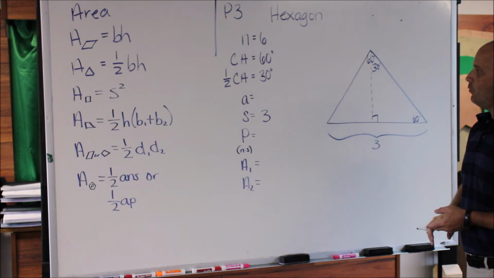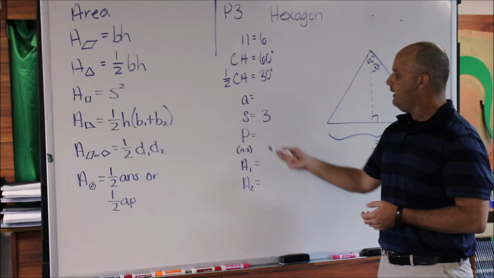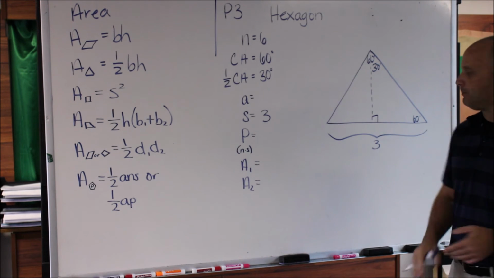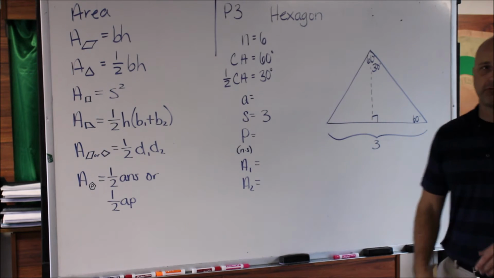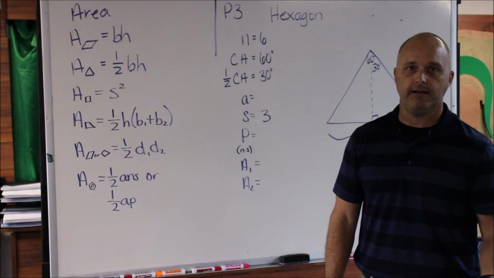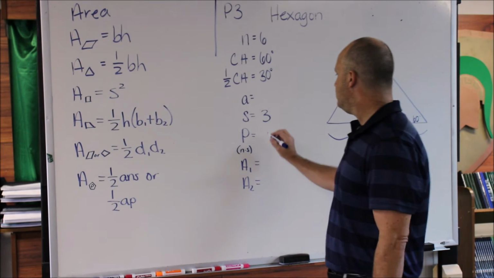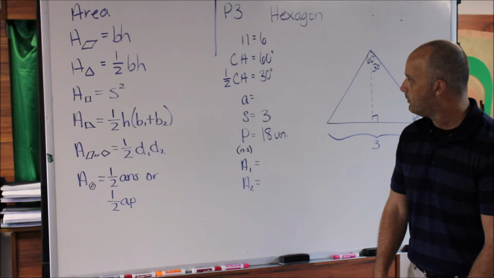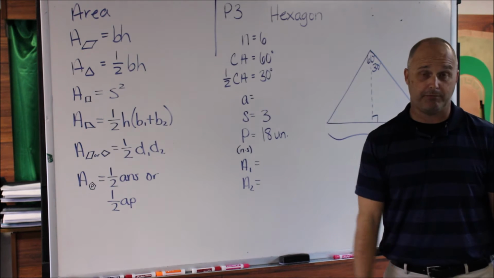In this case, we need to find the apothem, and we also need to find the perimeter. Now the perimeter is going to be pretty simple. We already know that the side length is 3. We know that there are 6 sides in a hexagon, so that means that our perimeter is going to be 18 units in length. We still have to find this apothem though.